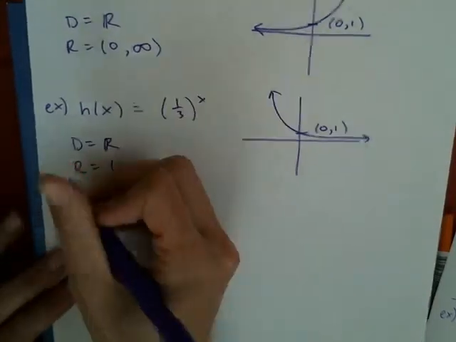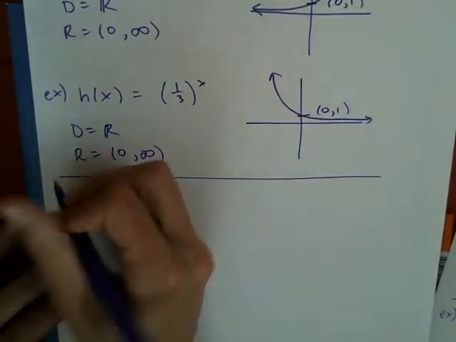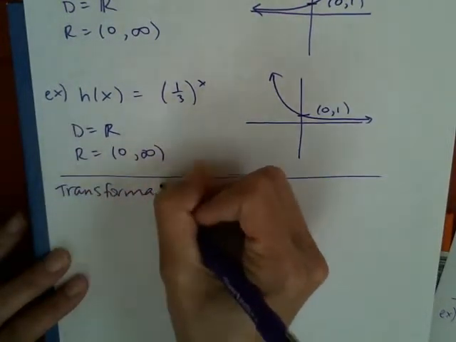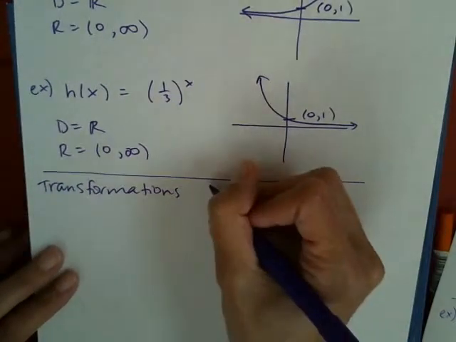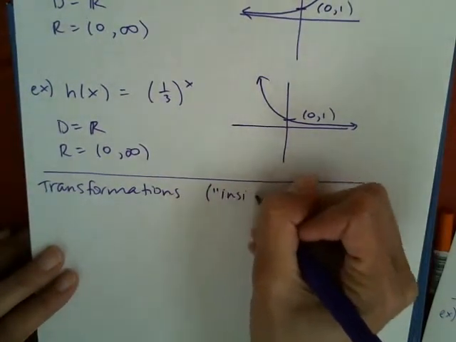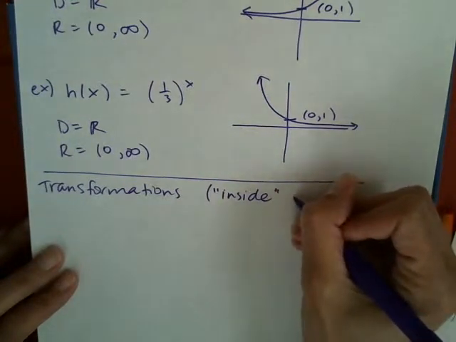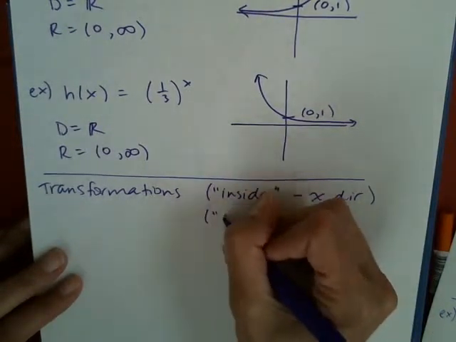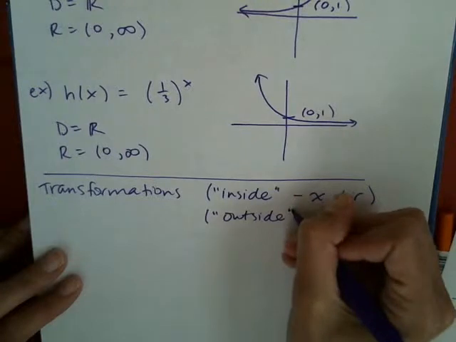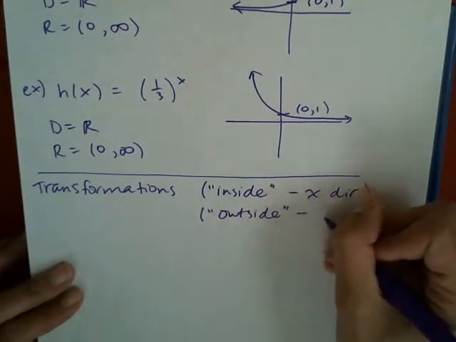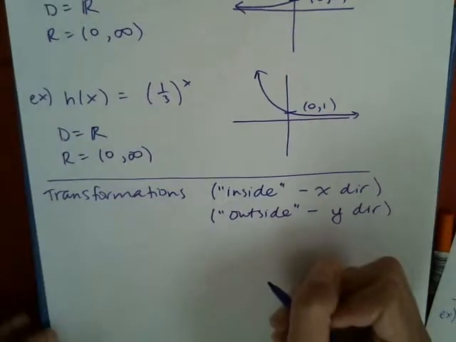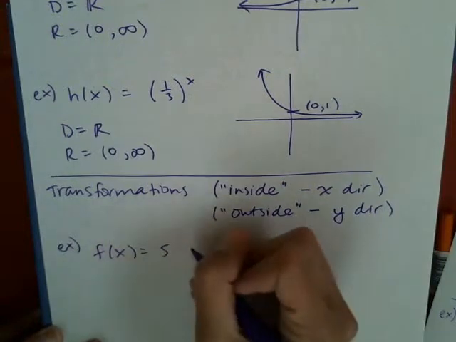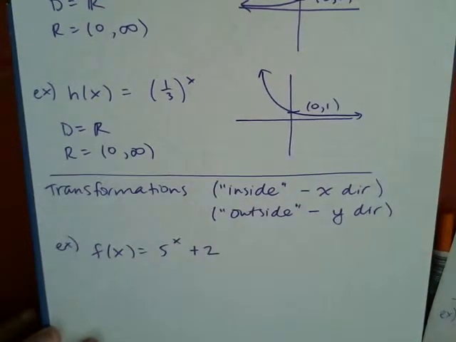But we can move these around a little bit, so we can start to do some transformations with these. And as we're working on transformations, remember anything inside the function is a transformation in the x direction. Anything outside the function operation is something in the y direction. Okay. So let's say that we had f of x equals 5 to the x plus 2.